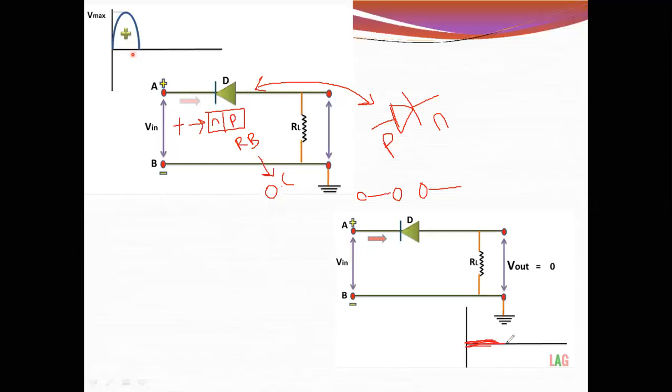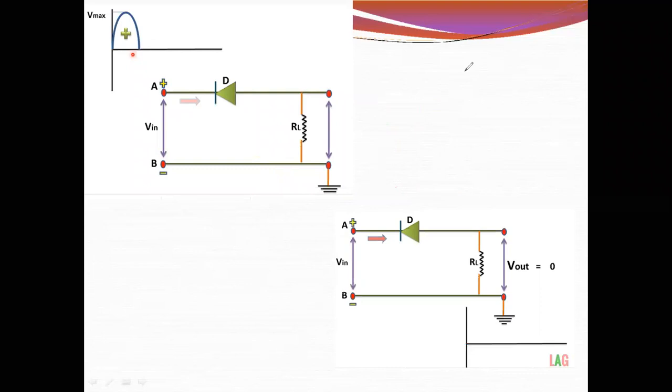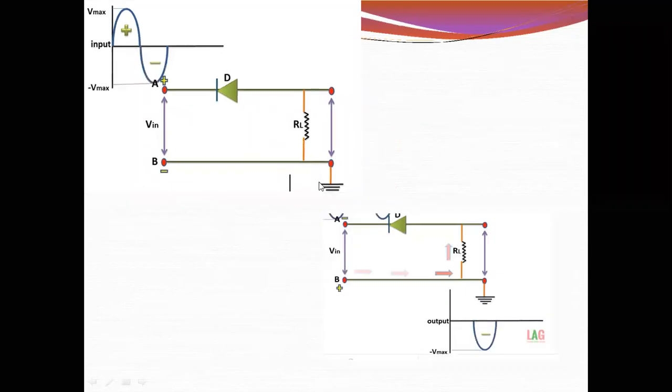This horizontal line is for the first half of the input waveform, which is positive. I hope you understand what I am saying. Let's move to the next. Yes, this was the second one.